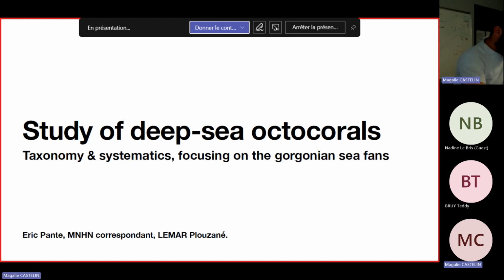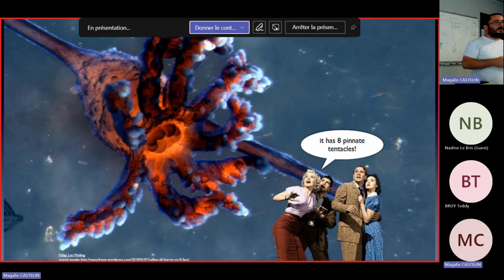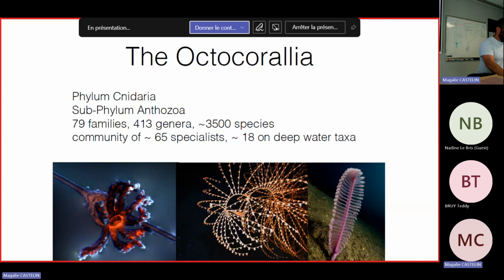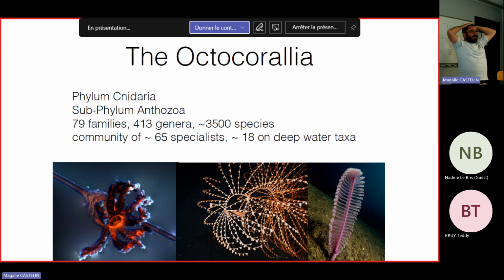So first, as you know, octocorals can be loosely defined as anthozoans with 8 pinnate tentacles. They belong to the subclass Octocorallia. And there are now 79 families recognized as of last year, 413 genera, and roughly 3,500 species. And there are about 65 specialists working on and off on this taxa.